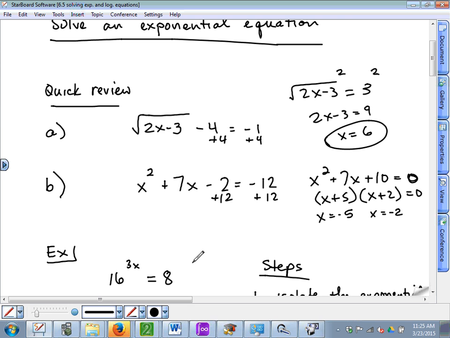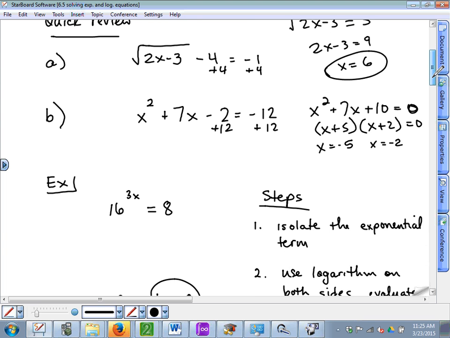We've got that equation right there, 16 to a power of 3x is equal to 8. This is a new type of equation to solve, but it uses the exact same process as part A right here. There's something that you have to get by itself, and then you have to undo something by doing the opposite, and then you got to solve for x. So let's write down some steps.